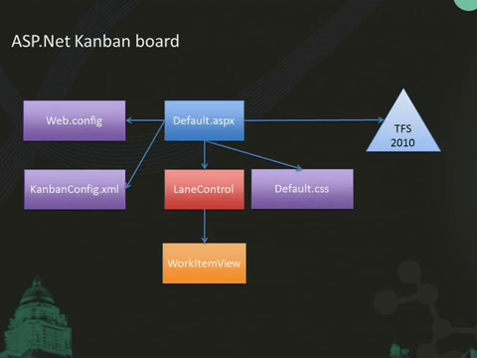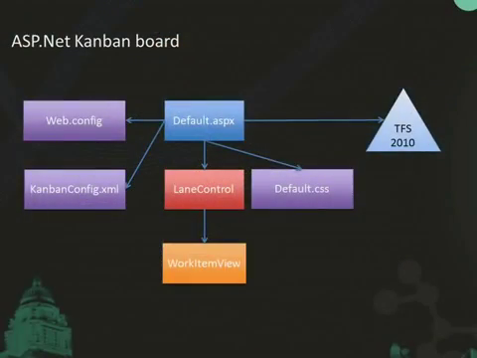What's the app? It's very, very simple. It's an ASP.NET default.aspx page. It's got an ASCX user control in there that renders one of the lanes. It's got a style sheet to do the bugs are purple, user stories are yellow. And it's got 2 config files, and this is the important thing. Because going back to what I was saying before, there's nowhere in TFS to store WIP limits, and there's nowhere in TFS to group 2 states together into an activity.